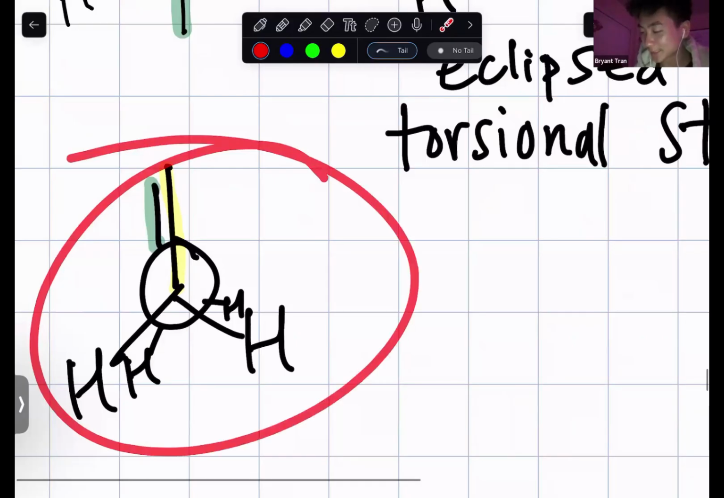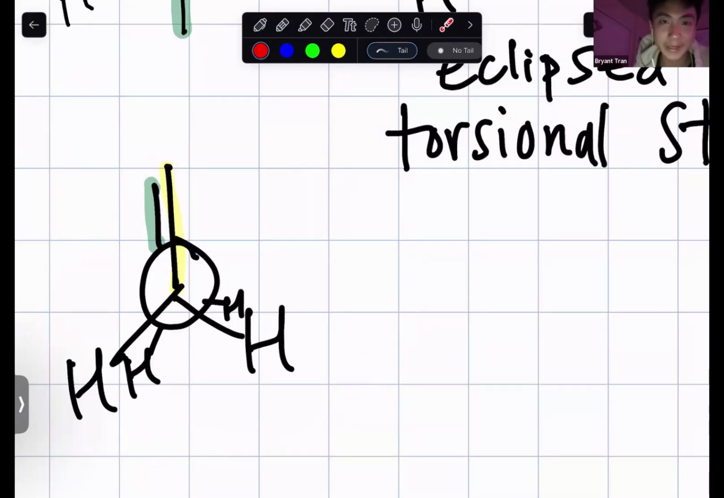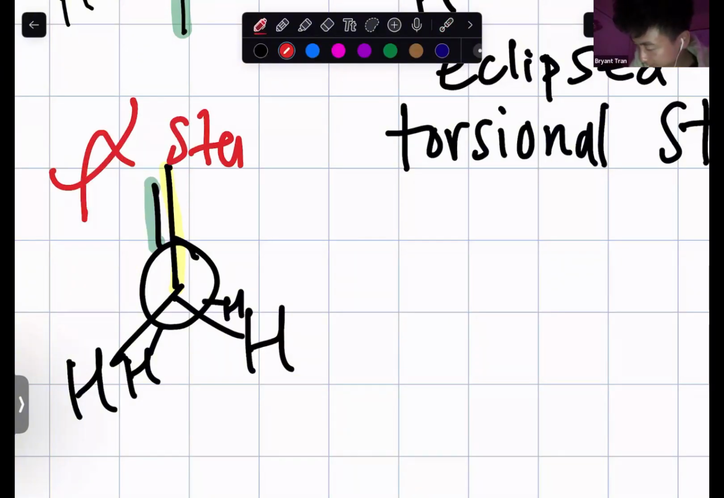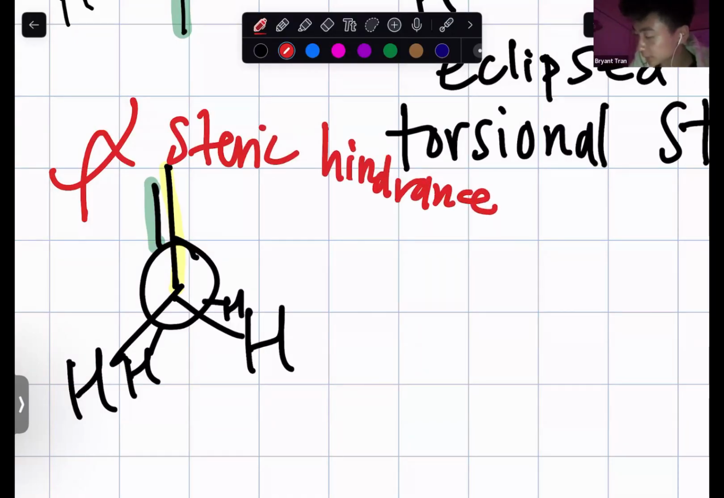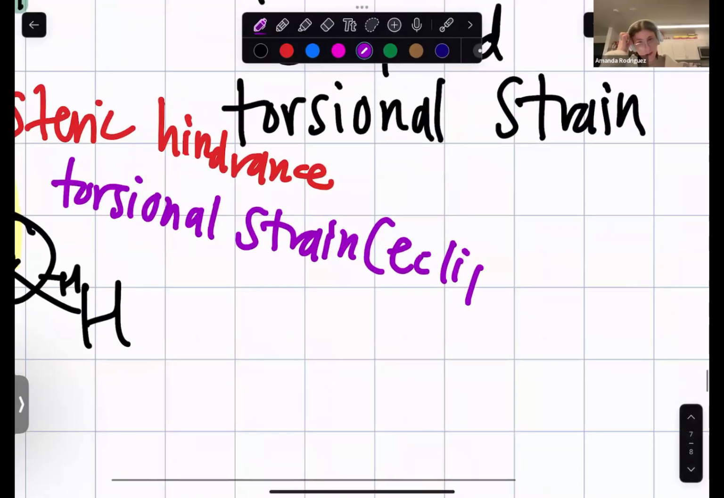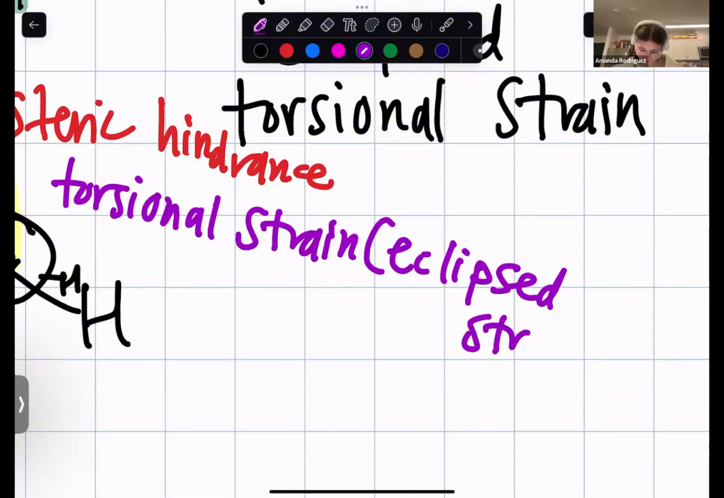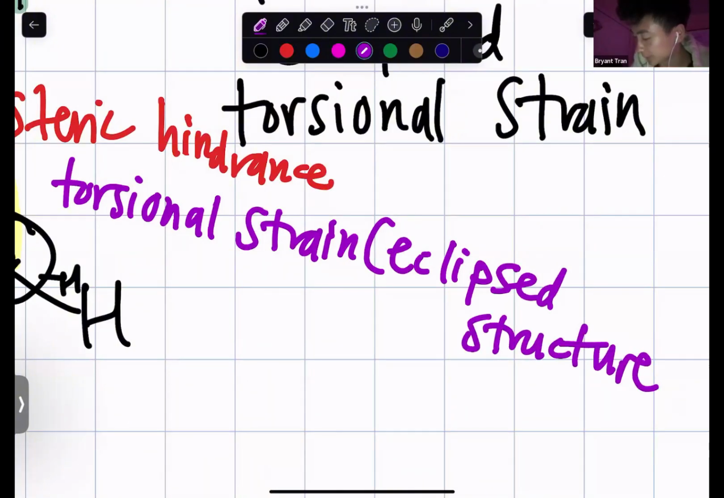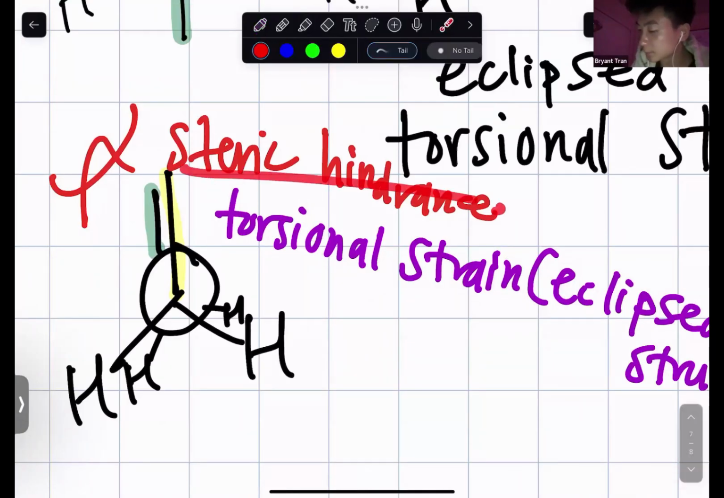Now this right here, what do you notice about the two bulkiest groups? Where are they in relation to each other? Almost right next to each other. They're right next to each other. Yeah, they're almost touching. They have steric hindrance because they're right next to each other, and they also have torsional strain. Torsional strain comes from the eclipsed structure, because of that bond angle between them. Steric hindrance comes from the two bulkiest groups being right next to each other.